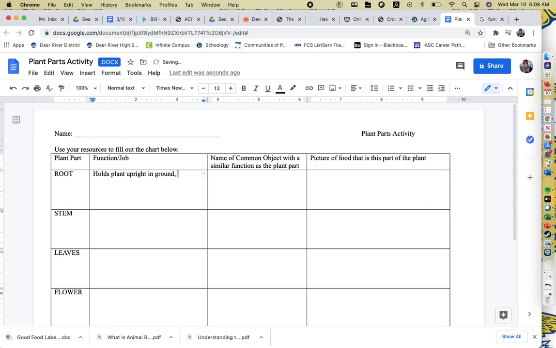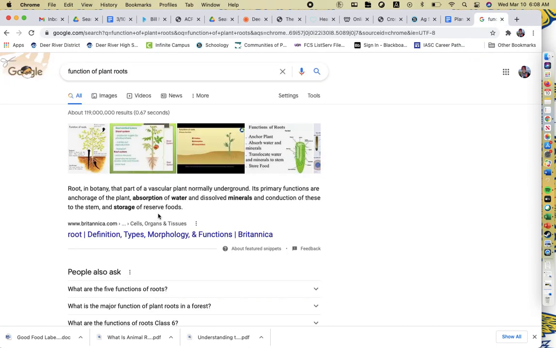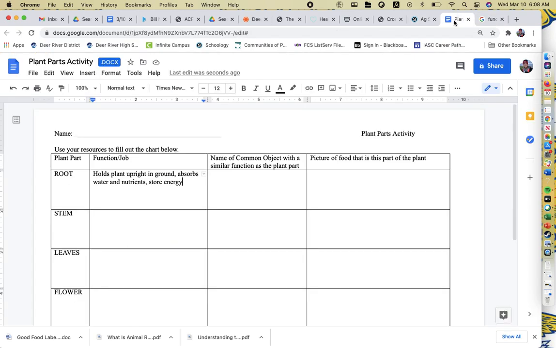because you don't know what anchorage means. It also absorbs water and nutrients, along with, there was one other function, sometimes stores energy. I think those were all the functions. Reserves of food, energy. Cool.